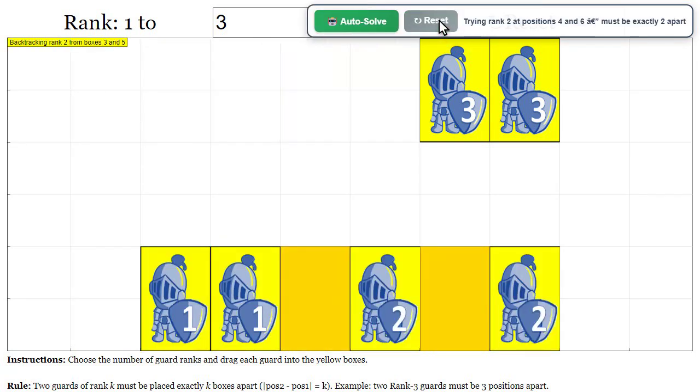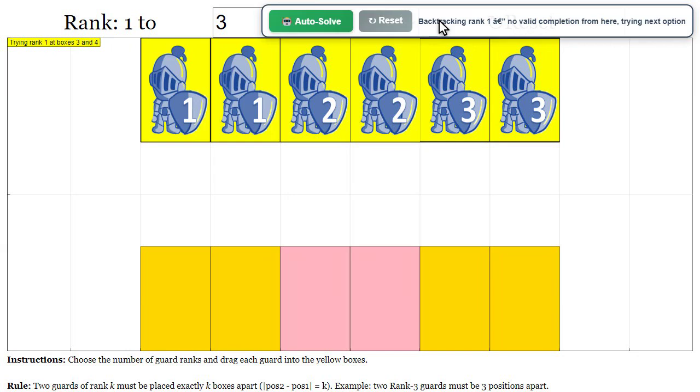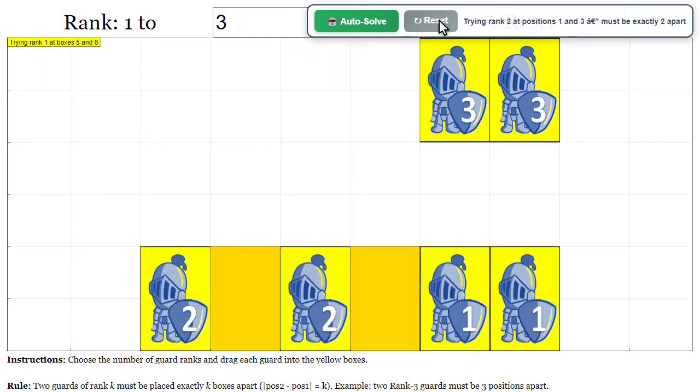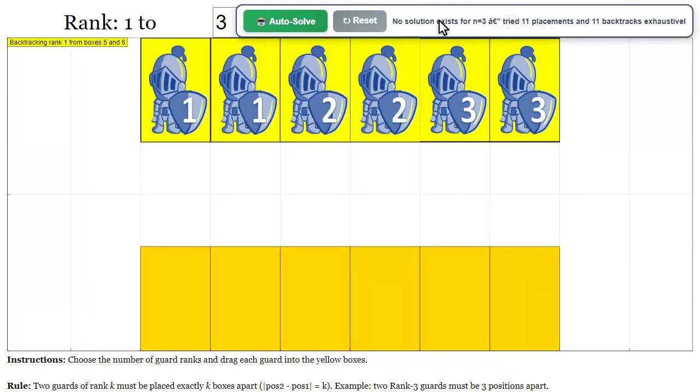Rank 1 locks in with a green flash. Now rank 2 tries different positions. Rank 3 needs to fit, but it can't. Pink flash. Backtrack, try the next option. Still can't fit rank 3. Pink again. After exhausting every possibility, no solution exists for n equals 3. The computer didn't just fail to find one, it mathematically proved that none can exist.